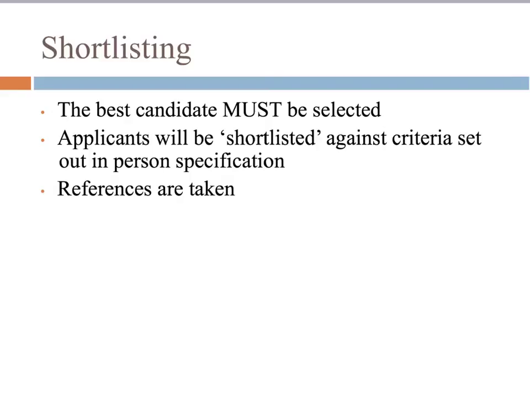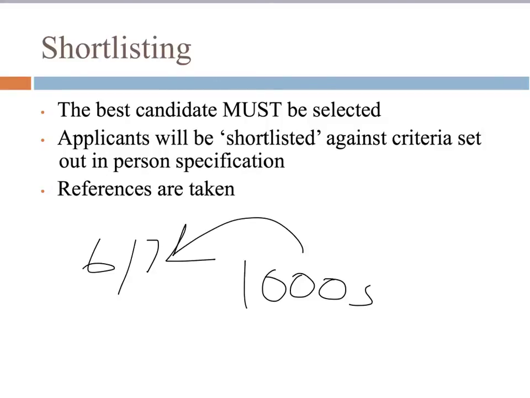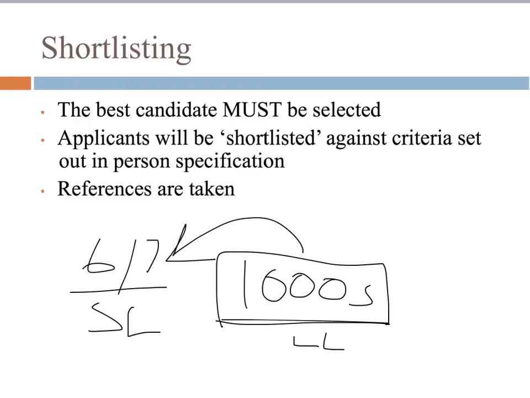So a shortlist might be 6 or 7 people that are going to be invited to interview or invited to test. So we're breaking it down from potentially thousands into 6 or 7. So those thousands are the long list, these 6 or 7 are the short list. So we use the personal specification to see out of these thousands of people who would be the best people to interview based on the skills and the qualities that we're looking for.